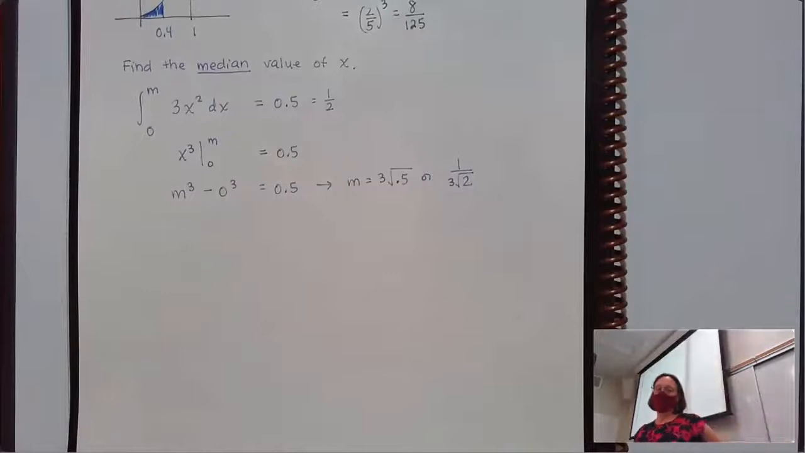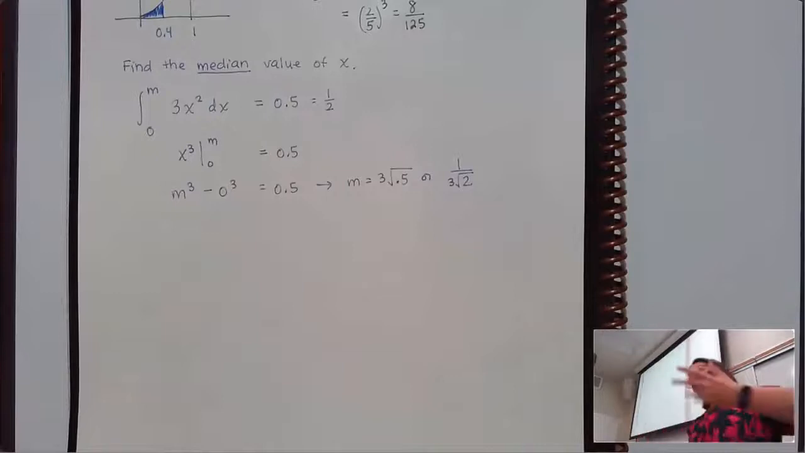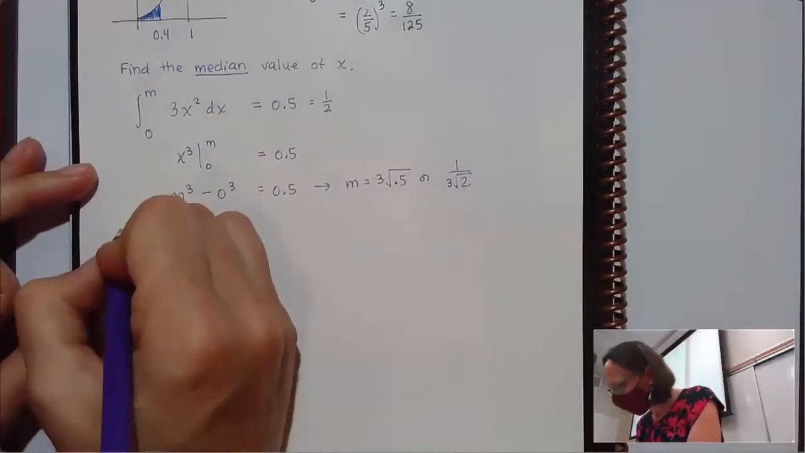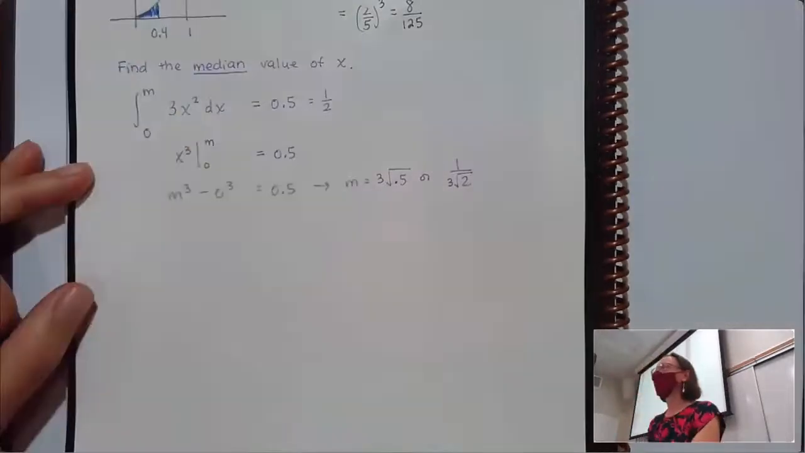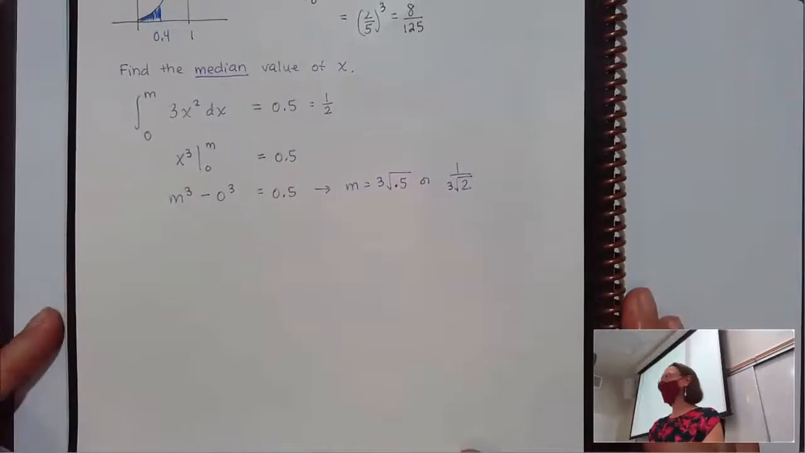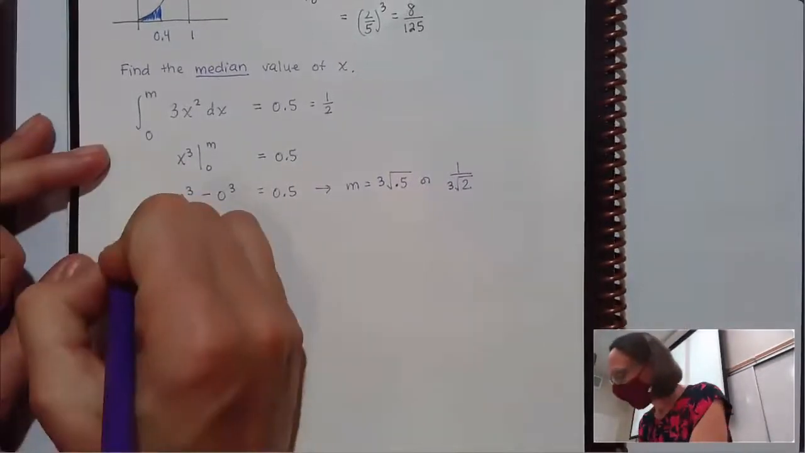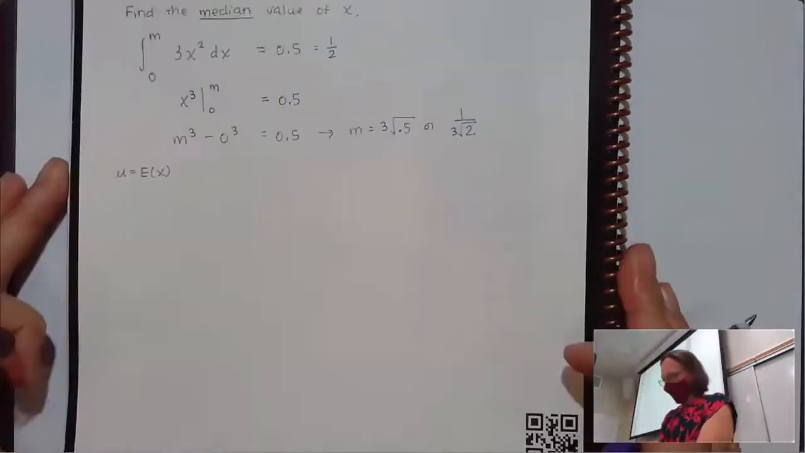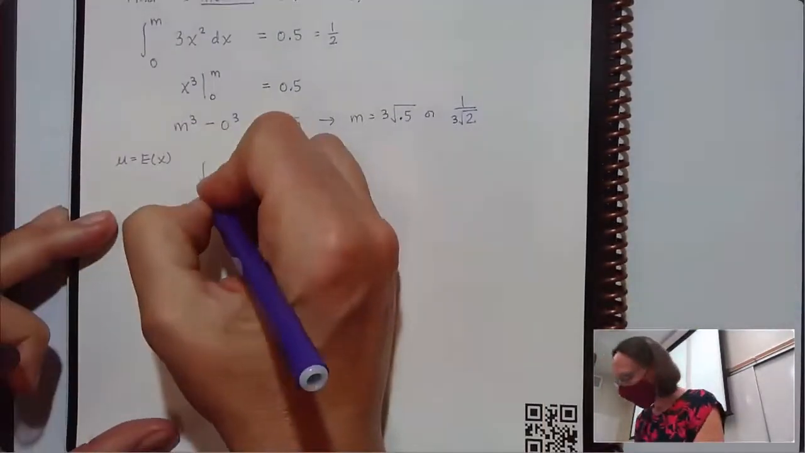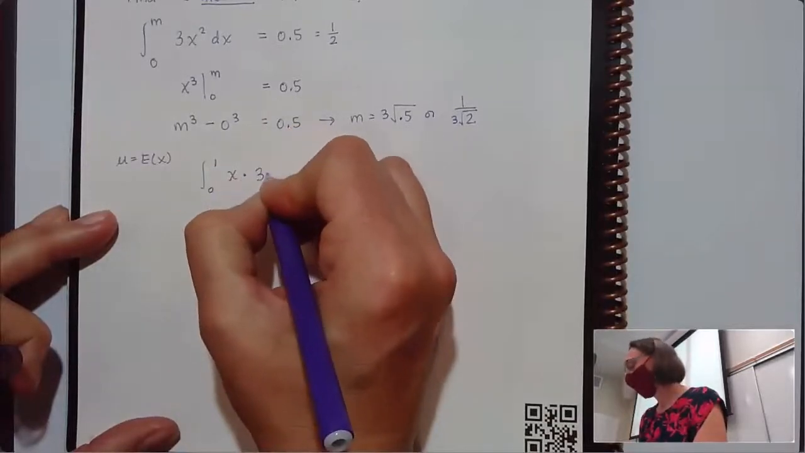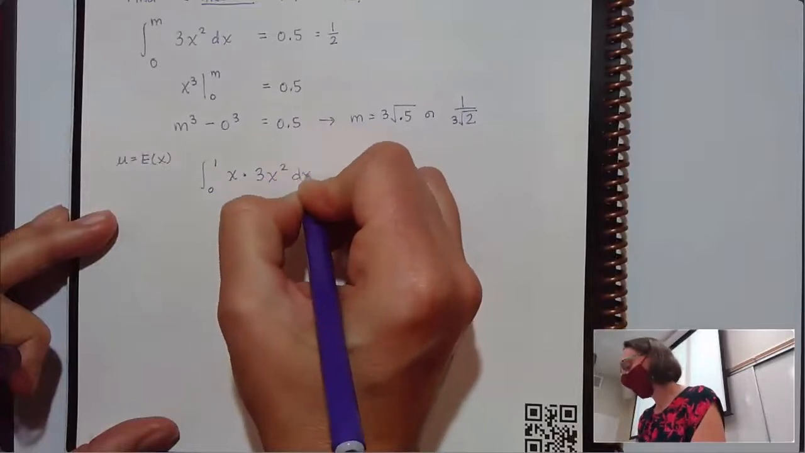We were asked to compute the mean and the variance, but not the median. So that was our bonus question. But part 4 is referring to that same function, asking for the mean and the variance. Should we do them? Good times. So my mean, or the expected value, we're looking for the integral from 0 to 1 of x times our density function of 3x squared.